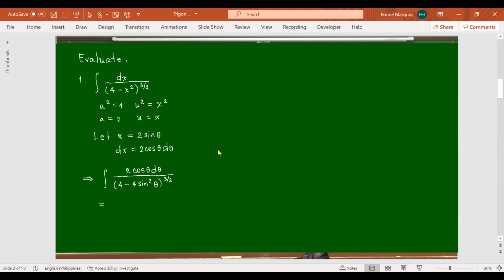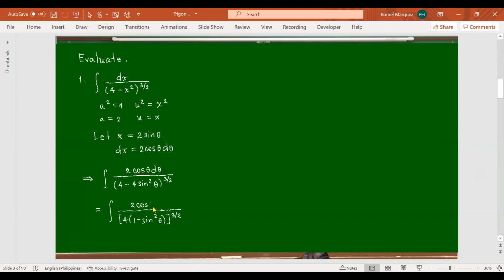Remember, we have 1 minus sine squared is equal to cosine squared. If I factor out 4 here inside, I will get 4 multiplied by 1 minus sine squared theta. Am I right, guys? Guys, are you still there, guys? Yes, po. Yes, sir.